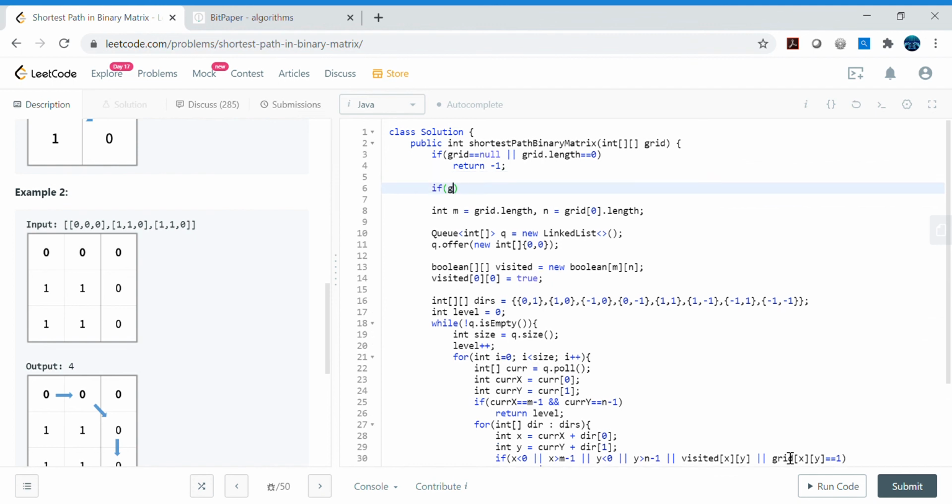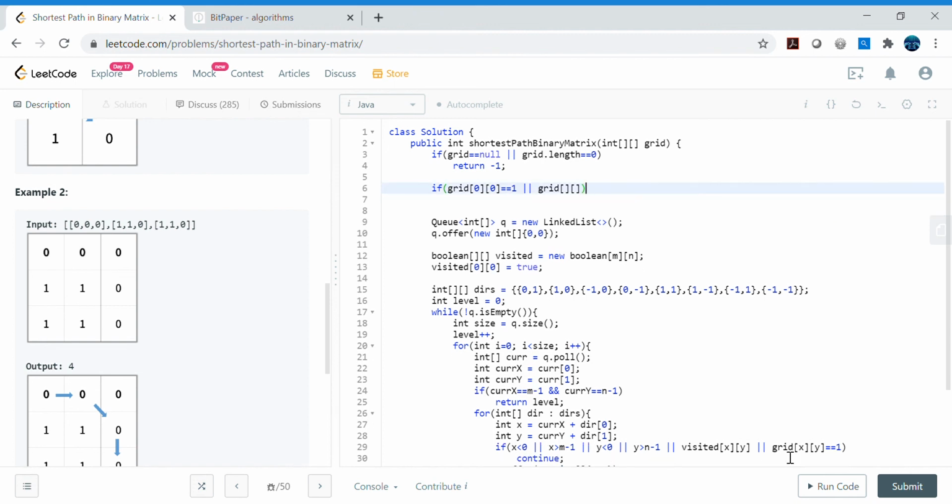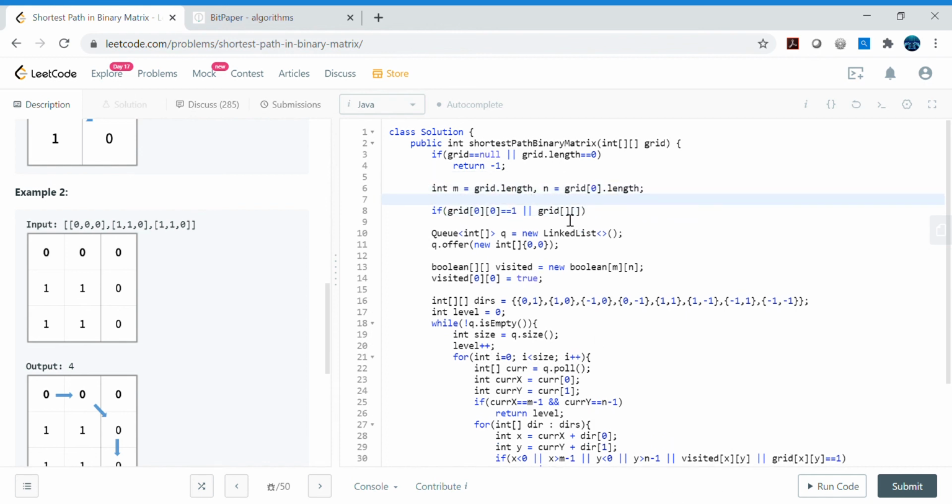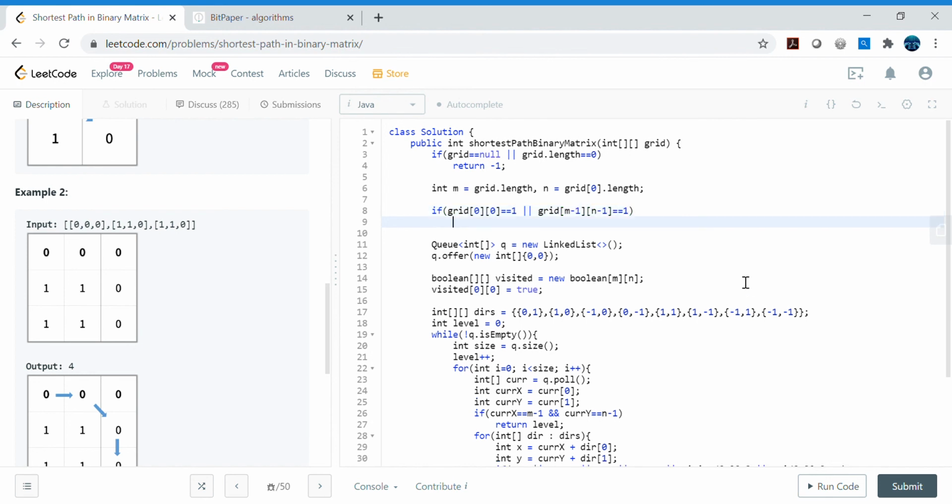We will check here: grid 0 0, if it is 1, or grid m minus 1 n minus 1. So let's move this part to the above, to this m minus 1 n minus 1. If it is 1, then we will return -1. Okay, so this is to handle the edge case as well.